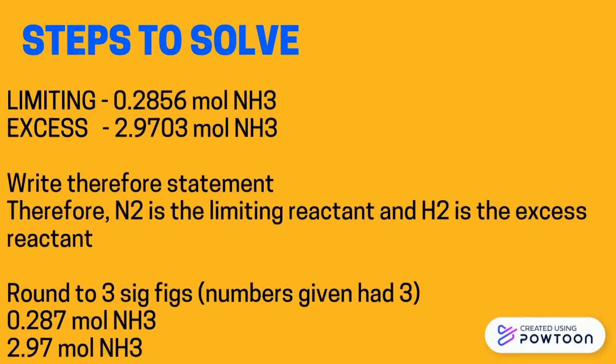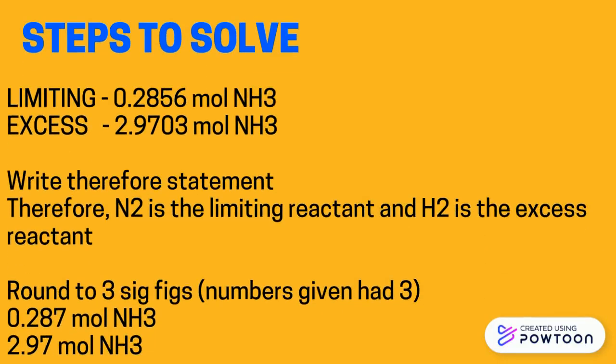So now that we've solved, we know that our limiting reactant is N2 and our excess reactant is H2. So we have to make sure we write a therefore statement and then round to the given number of sig figs.